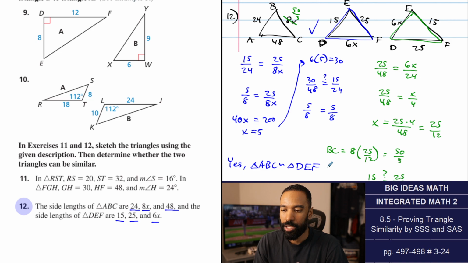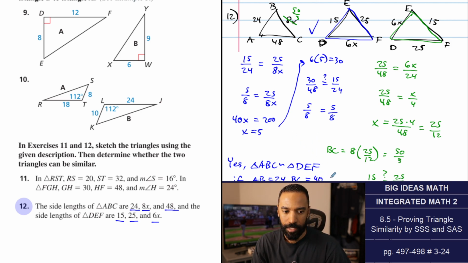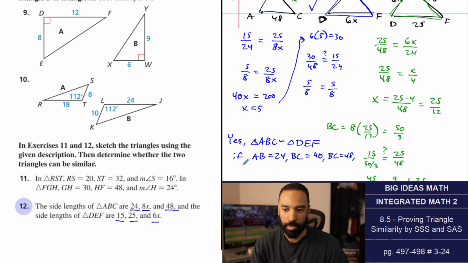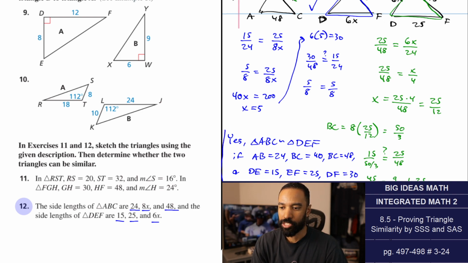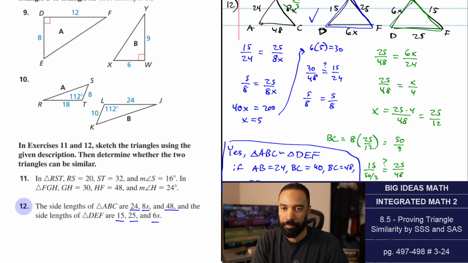I'm using the blue. If AB is 24, BC would be 30. I think BC was 8 times 5 is 40. BC is 48. So I might be overdoing what they wanted me to do on the problem. It wasn't very clear. And DE is 15. EF is 25. And DF is 30. So yes, those two are similar. The other test did not work. That's probably all they wanted you to do. I wasn't aware. That's okay.